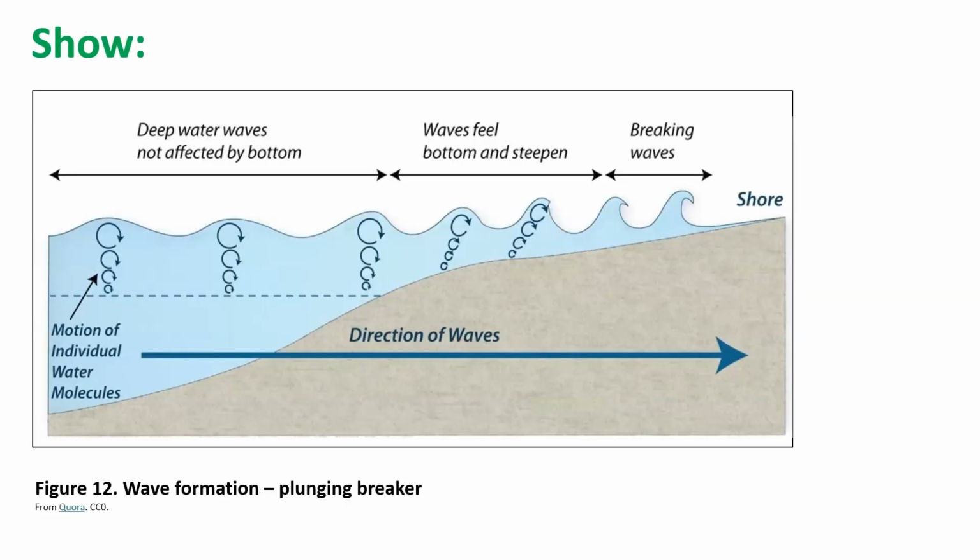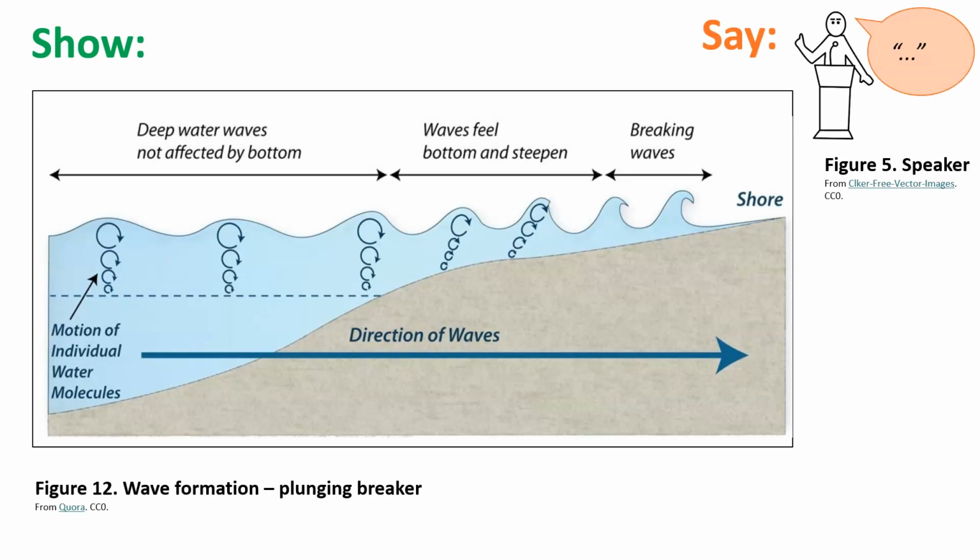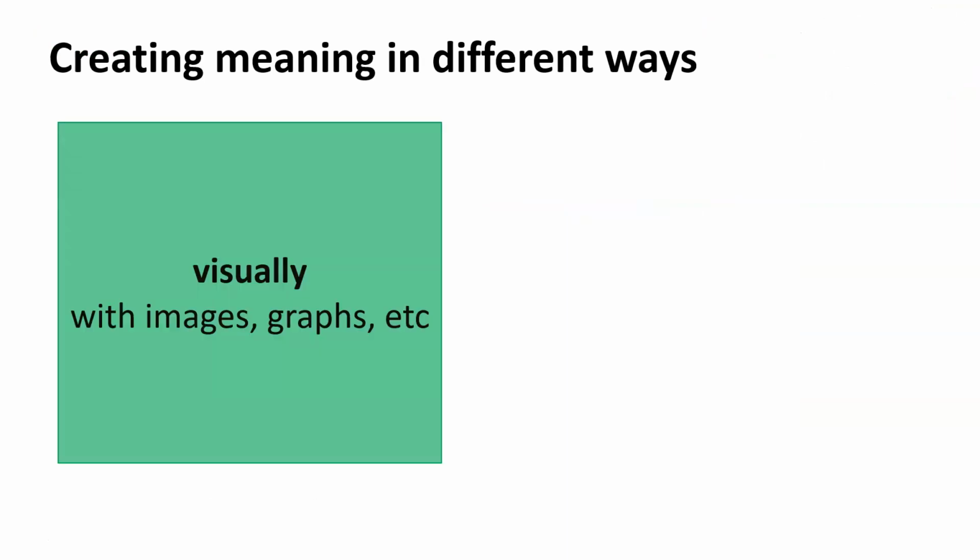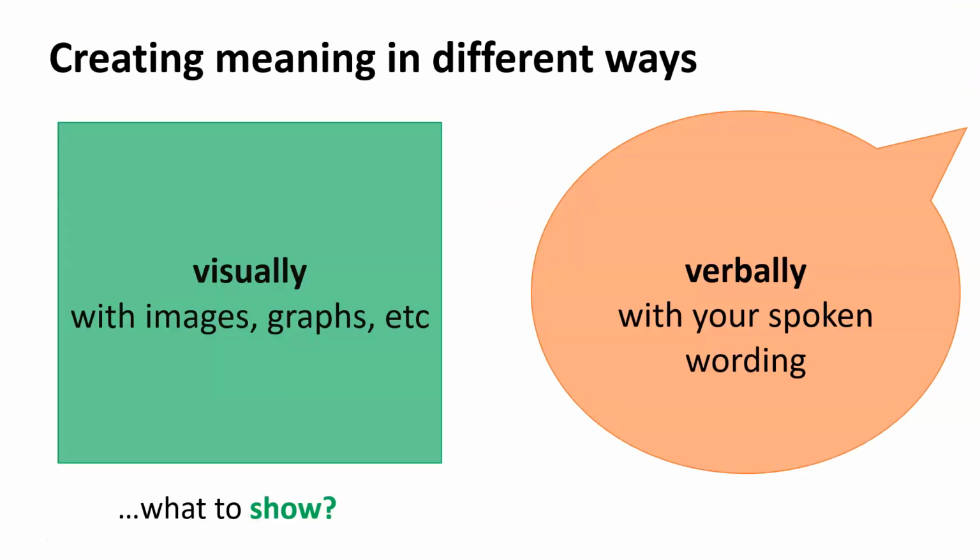The speaker shows this diagram, but perhaps says, "So this diagram shows how a plunging breaker forms. It happens when there's a sudden rise in the sea floor, like a reef or a sandbar. You can see the sandbar here." She might use a laser pointer and go on to explain what happens to the wave as it progresses. So you're creating meanings in different ways, visually by what you show and verbally by what you say.